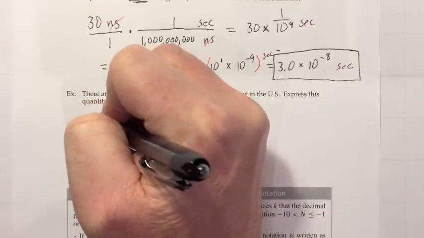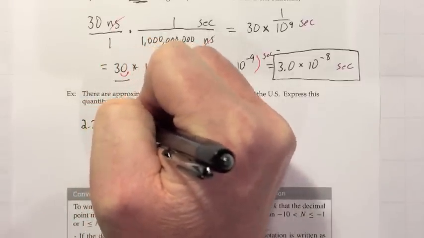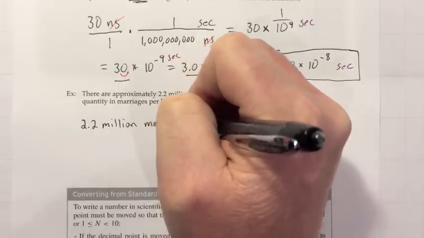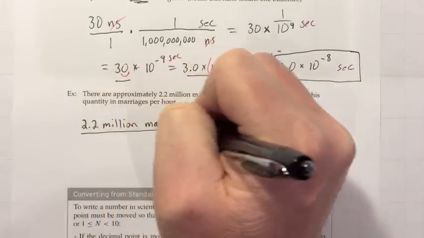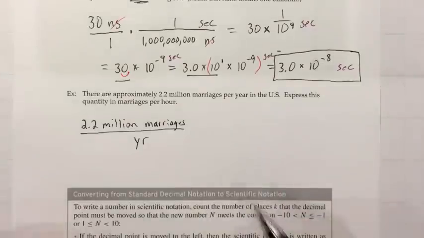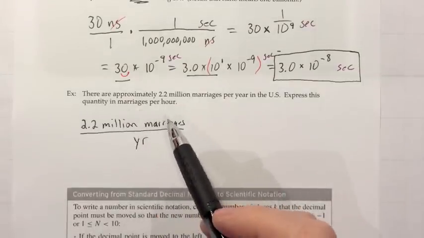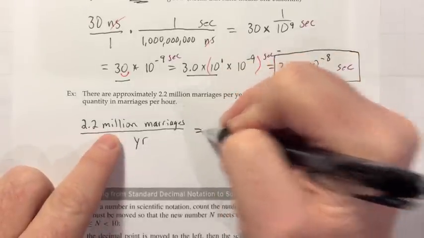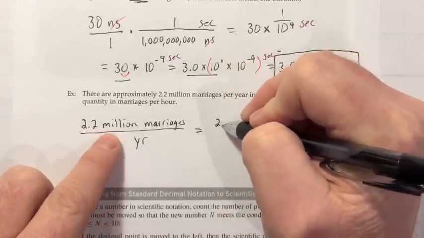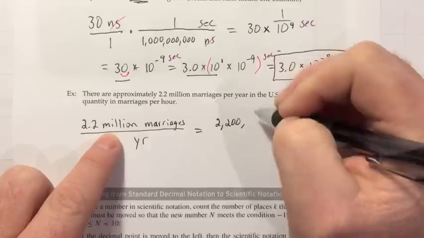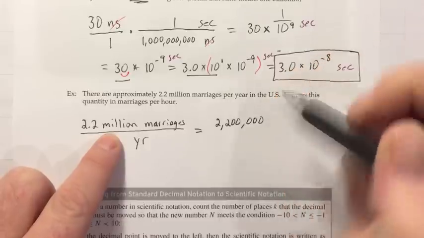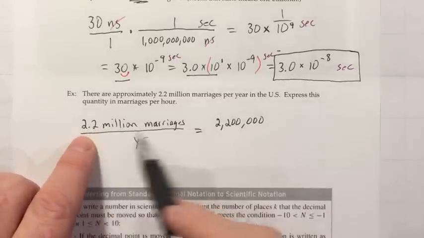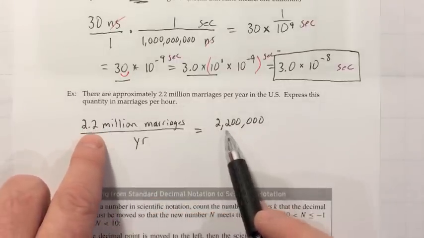So 2.2 million, and they said it was marriages per year. So per year means over years. And they want us to change that to marriages per hour. So the first thing I'm going to do is get rid of the million. So I'm just going to write that as 2,200,000. Right, 2.2 million. There's that 2 in the millions place, and then everything else after it.